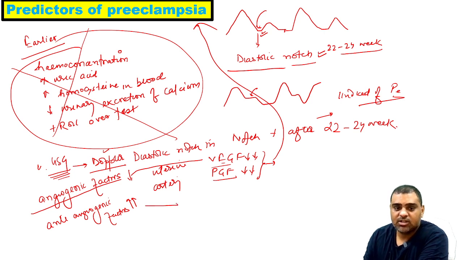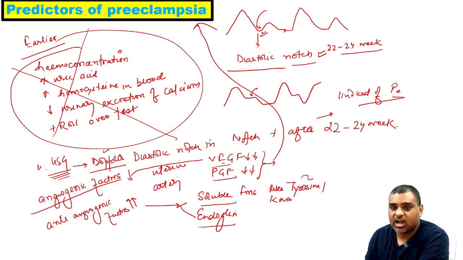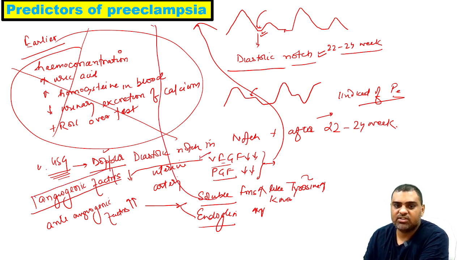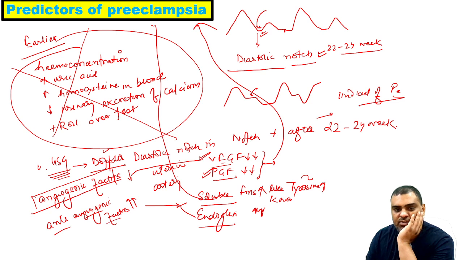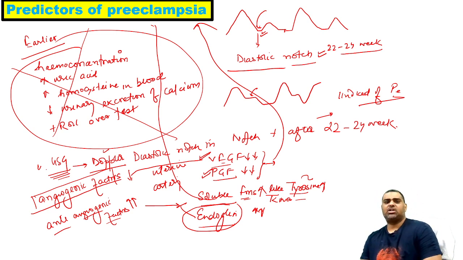And what are the anti-angiogenic factors? Please remember, soluble FMS-like tyrosine kinase. This is new. And second is endoglin. So if they are high, they are also predictors. So a decrease in angiogenic factors, that is a decrease in vascular endothelial growth factor and placental growth factor, are predictors of preeclampsia, and an increase of anti-angiogenic factors, that is soluble FMS-like tyrosine kinase and endoglin, are predictors of preeclampsia. So what is endoglin?